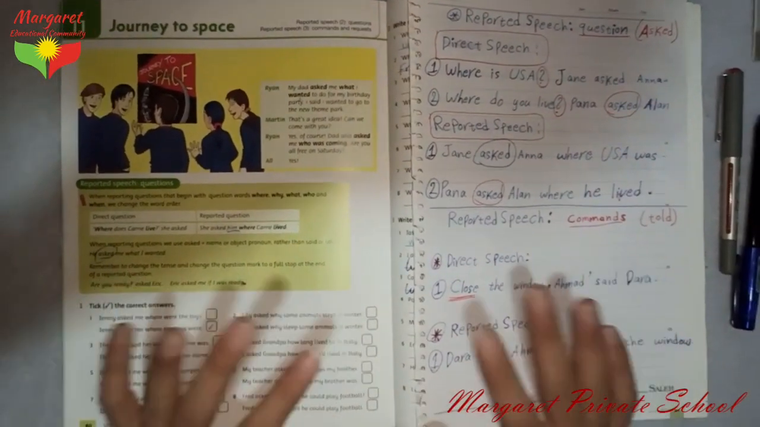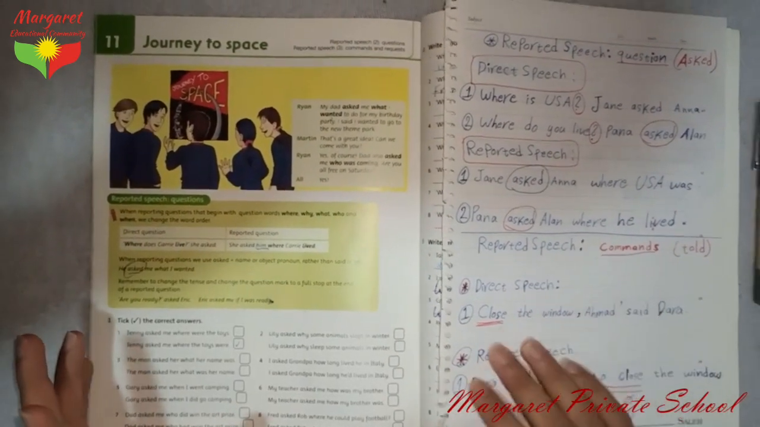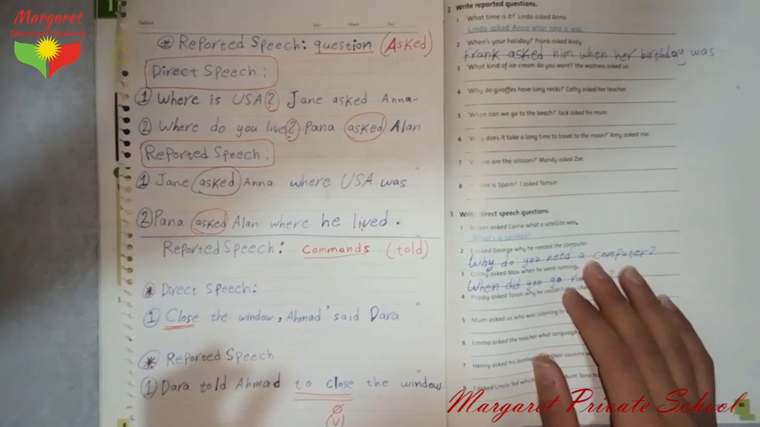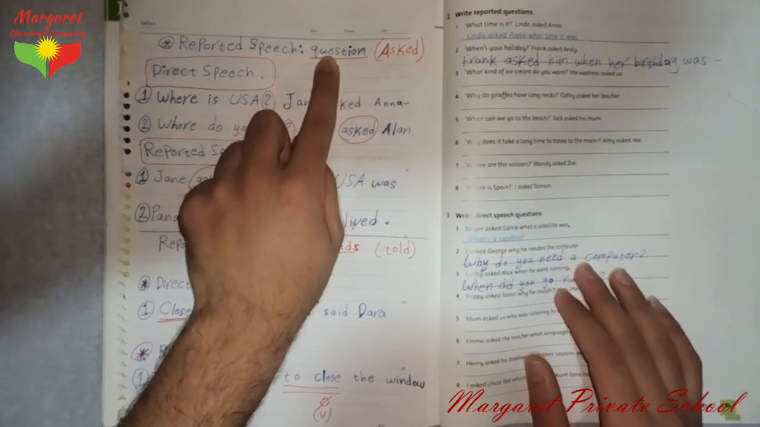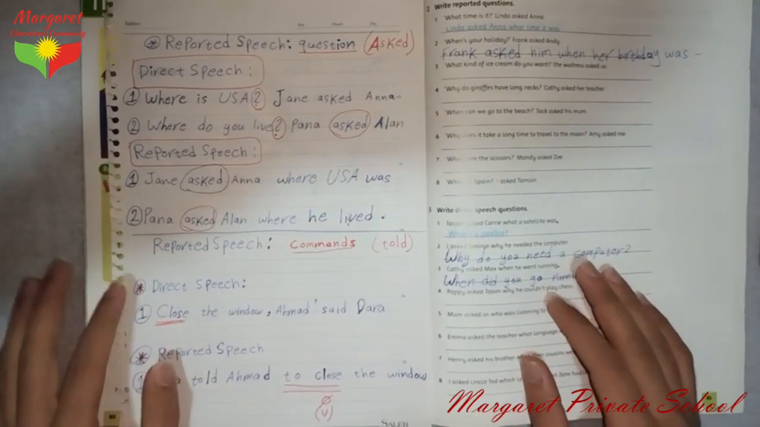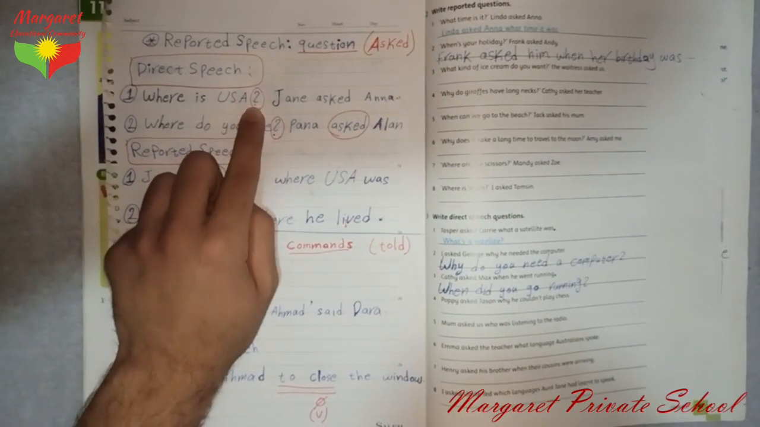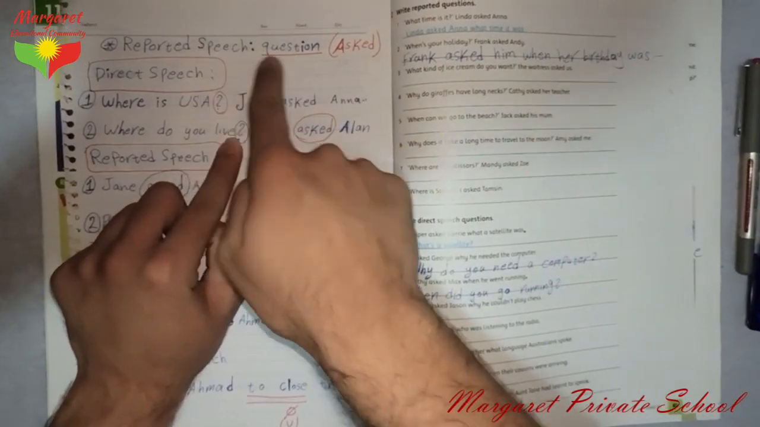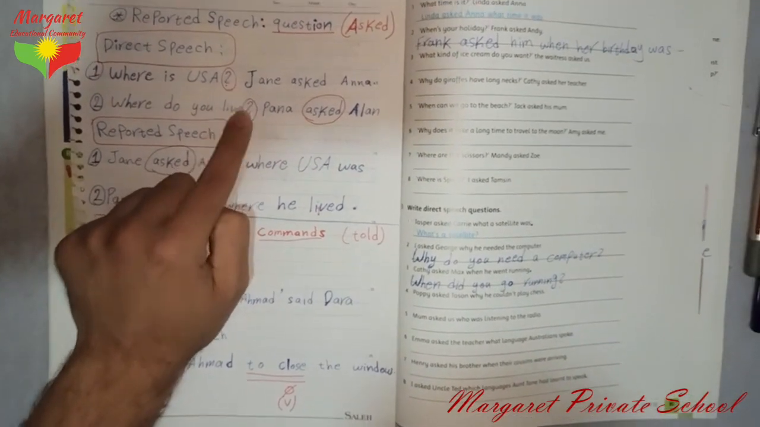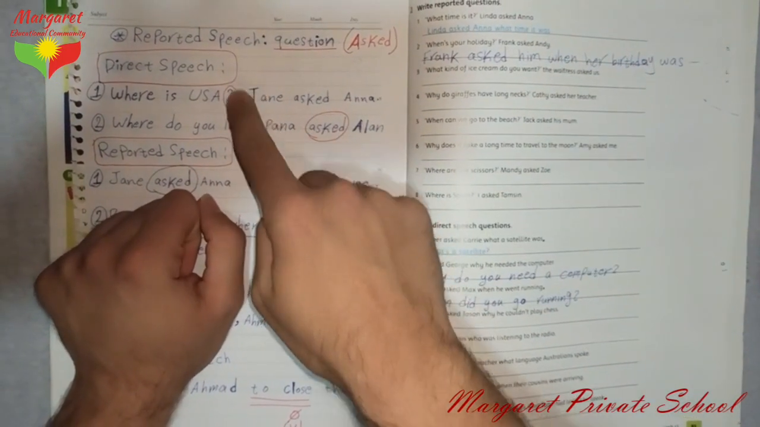My dears, today we have reported speech questions. This is another type of reported speech. I want you to understand that in reported speech questions, we always use asked. In direct speech, we always have a question mark. That is how we recognize a reported speech question. Someone told someone else something or asked someone else something, we always have that question mark.